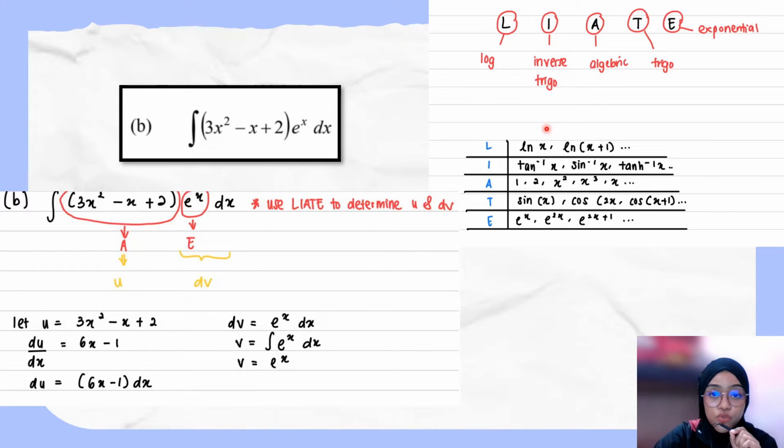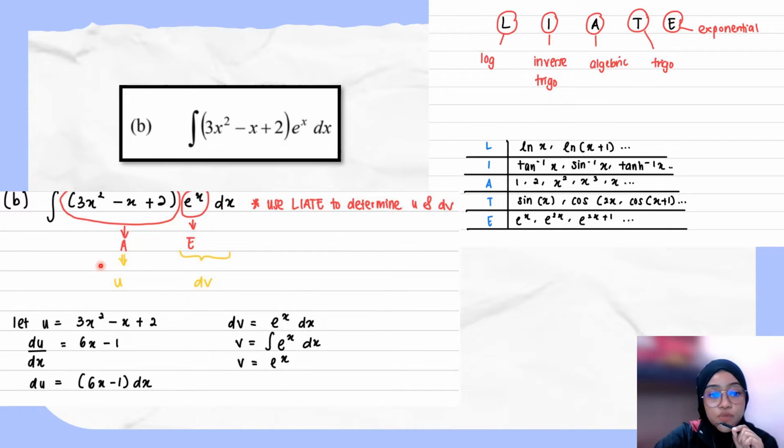So we have to use the LIATE rule to identify which function is u and which function is dv. According to the LIATE rule, 3x squared minus x plus 2 is the algebraic function, A, and e^x is the exponential function, E. Here you can see an example of the LIATE rule.